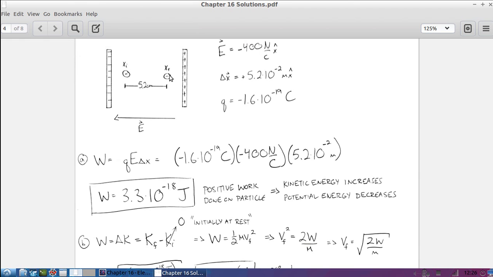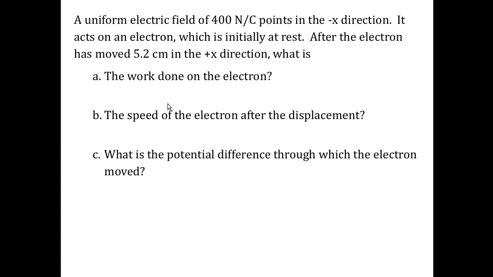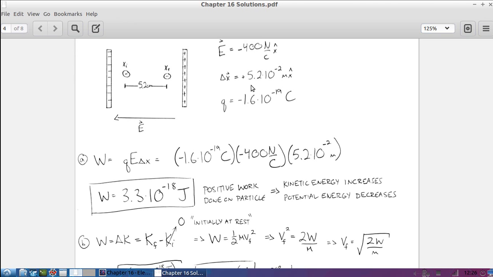So I'm going to calculate the work done. The first thing they want me to do is calculate the work done on the electron. So the electric field is in the negative x direction. I have a value for that. The displacement is in the positive x direction. It's an electron, so it's got a negative charge. So my E field is negative, my displacement is positive, my charge is negative.